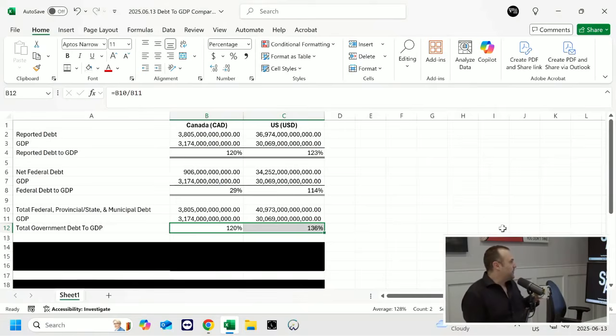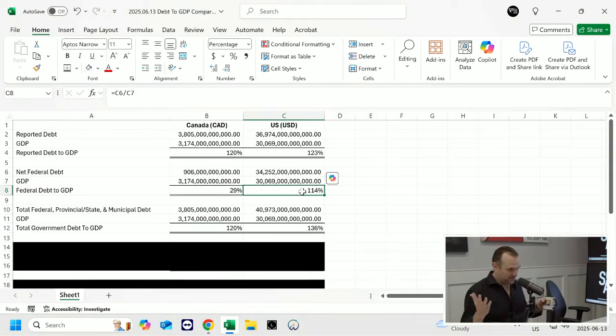So an apples to apples comparison would not be 120 to 123. It would actually be 100, and the 29 to 114 is totally silly because they're confiscating the CPP and confiscating the Social Security Trust Fund. Okay, I don't think that's a useful fund.